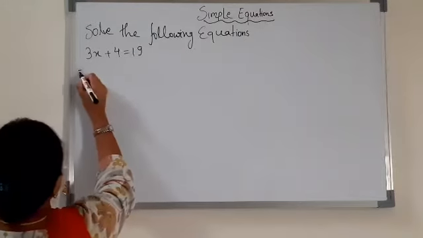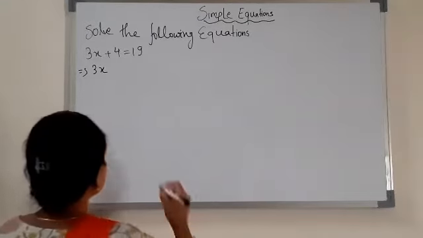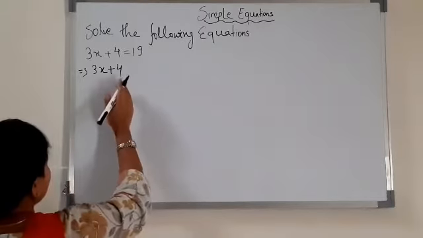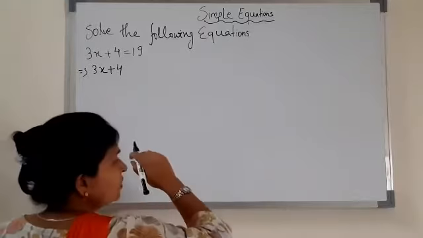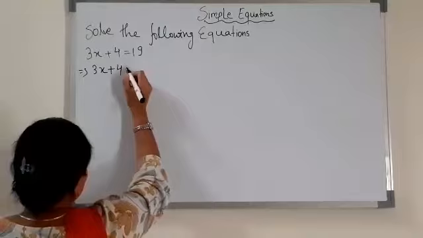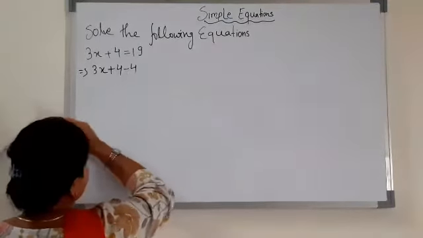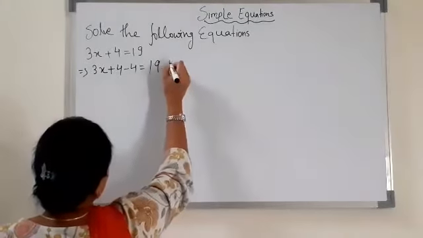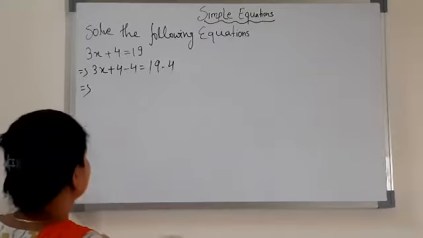So as you already know, we have to find the value of the unknown quantity. To do this, whatever the number is with the variable, we have to separate the variable from that number. So we have to remove this 4 from here. For that we will subtract 4 on this side, and the same we have to do on the other side as well. This is nothing but the traditional method.